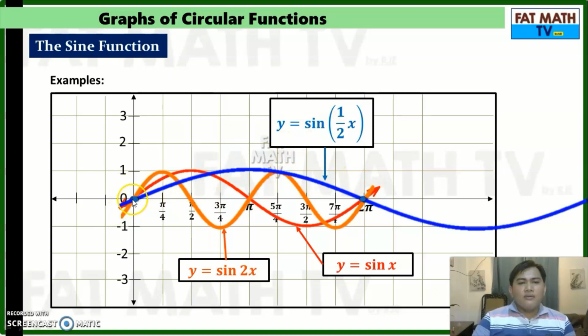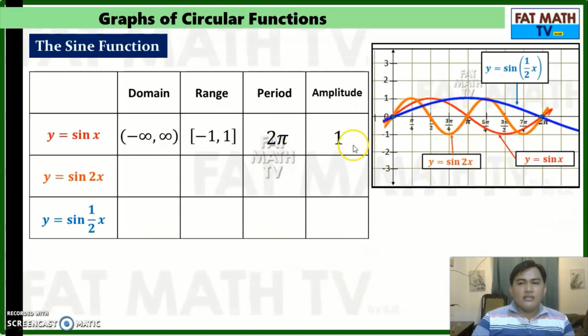So if you will give values, the graph will look like this, the blue graph. At x equals 2 pi, we haven't completed a cycle yet. It's just half of the cycle, and then there's another half up to here. So it will complete the cycle at 4 pi. Okay, so it has a different period. If you have a number here with x, it will change the period of the function y equals sine x. Okay, let's go into the details of that.